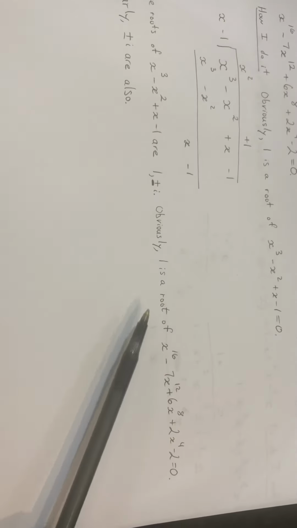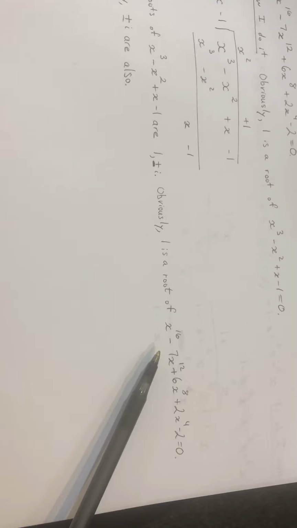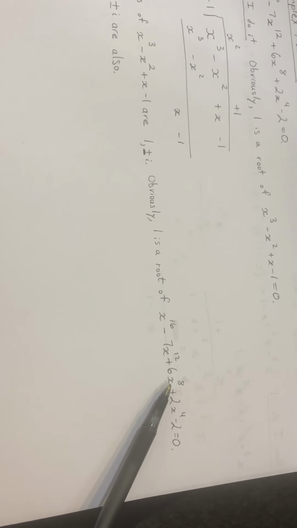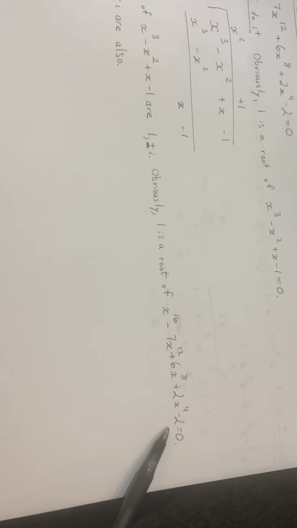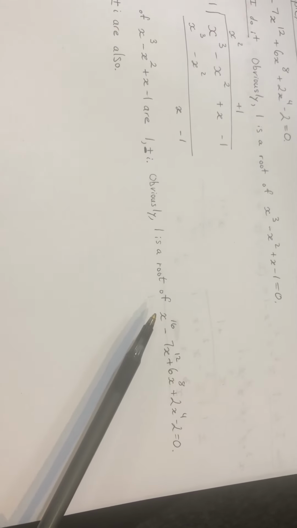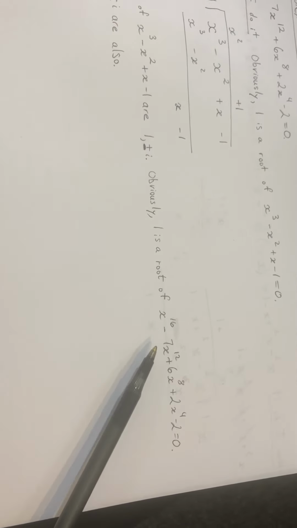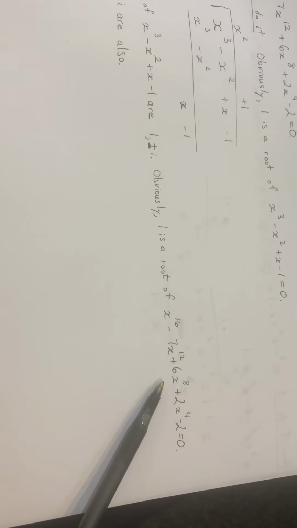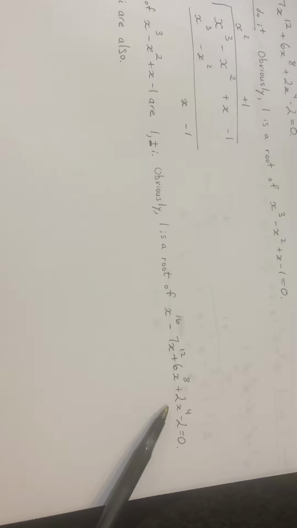Obviously, 1 is a root of x to the 16th minus 7x to the 12th plus 6x to the 8th plus 2x to the 4th minus 2 equals 0, because if we plug in 1 on the left side, we get 1 minus 7, which is negative 6, plus 6, which is 0, plus 2, which is 2, minus 2, which is 0.